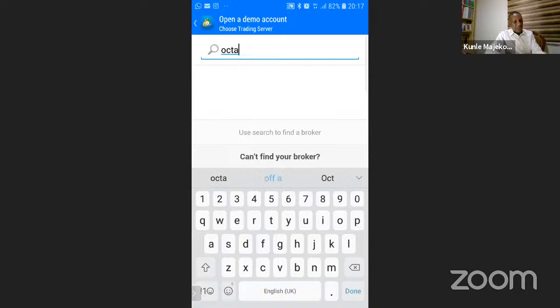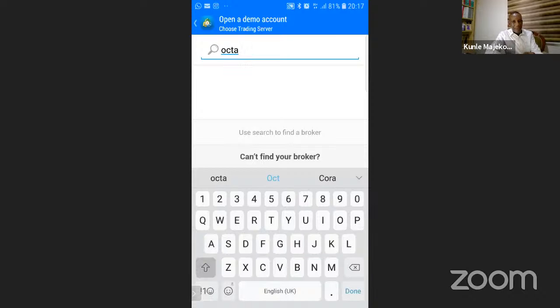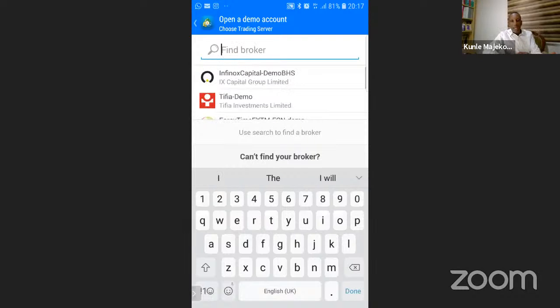FX. Okay, is that their short name? I don't know if it is their short name. Octave, it's not coming up. You have to give me their short names. I don't know them. So you give me their short name, and we will look for them. Which one again do you know?